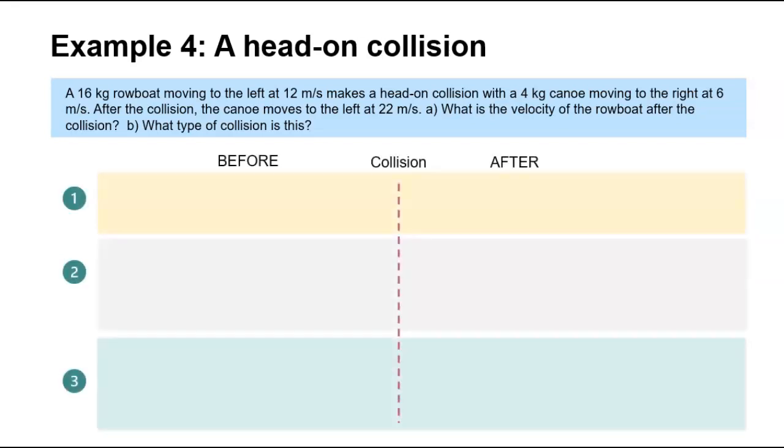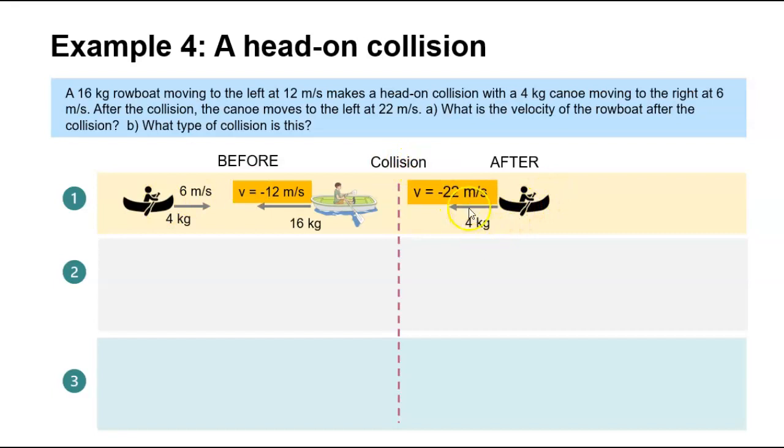All right, now you can start taking notes with me. I'm going to draw the rowboat over here. The rowboat is going to go to the left at 12, 16 kilograms. It's going to make a head-on collision with the 4 kilogram canoe, 6 meters per second to the right. Because of the direction of the arrows, you can see that they're going to collide. After the collision, the canoe moves to the left at 22. Because it's going to the left, I had to put the negative sign in. What is the velocity of the rowboat?